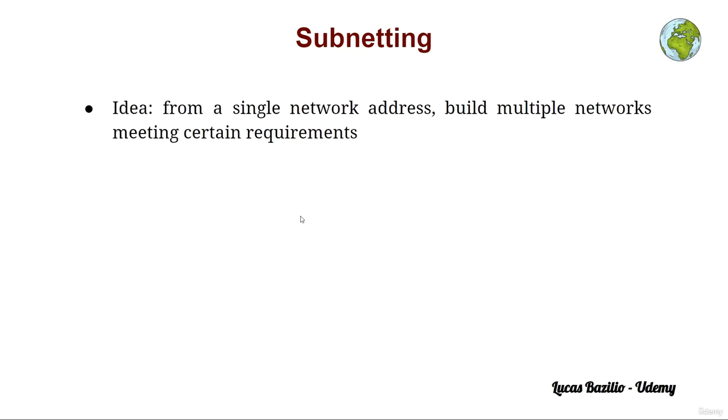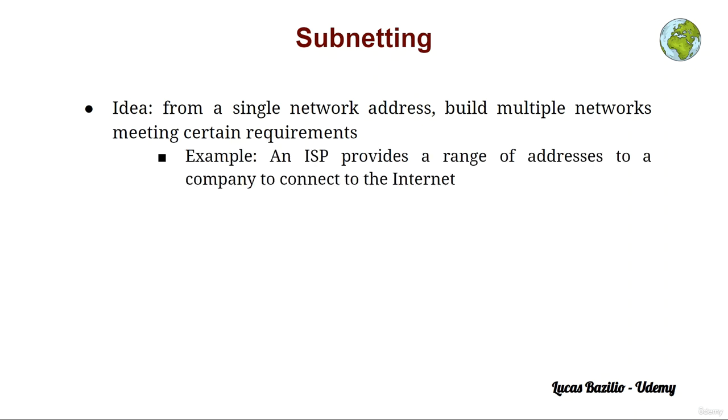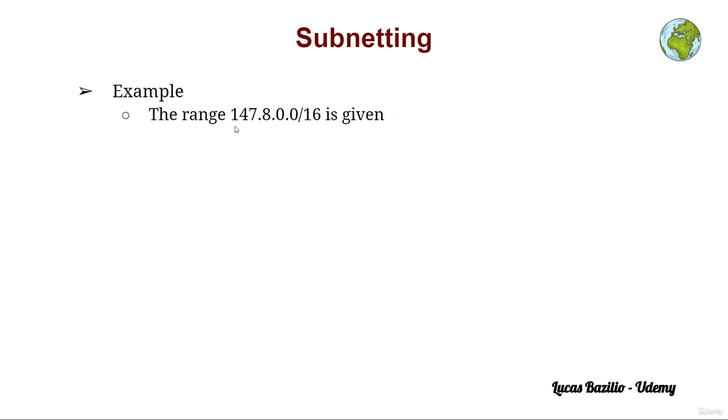So what is subnetting? Well, the essential idea is, from a single network address, to build multiple networks meeting a set of requirements. For example, an ISP, an internet service provider, provides a range of addresses to a company to connect to the internet, and from this range we can apply subnetting. For instance, suppose that this range is the one given.